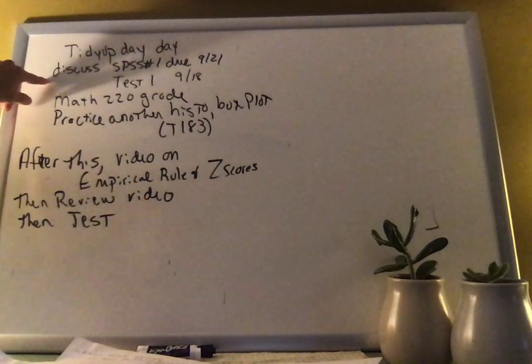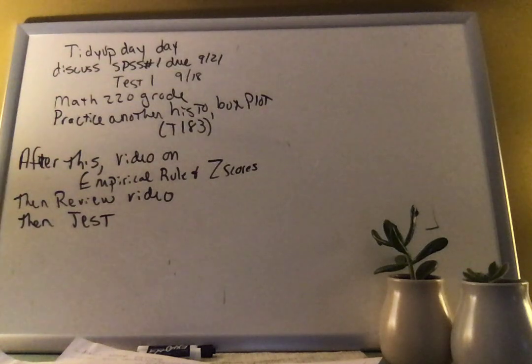So we're going to discuss the SPSS number 1 assignment that will be due September 21st, which is 2 to 3 days after your test 1, so you don't have to stress about getting it done before test 1. Test 1 is still on Friday, September 18th.